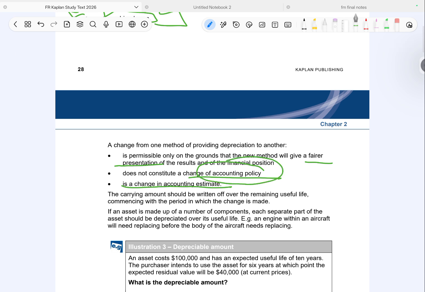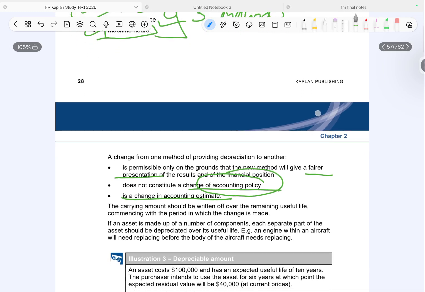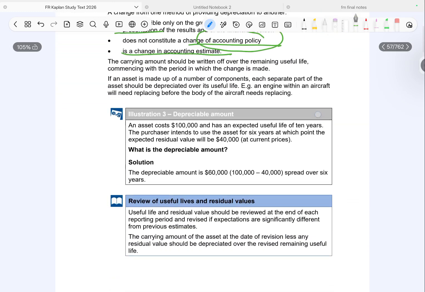Many times companies or organizations change the accounting policies, using the change in accounting for depreciation just to show a more beneficial financial position for their company. That's not allowed. Only if you can state that the change in accounting for this depreciation will show a fairer representation, only then can you change your method of depreciation.